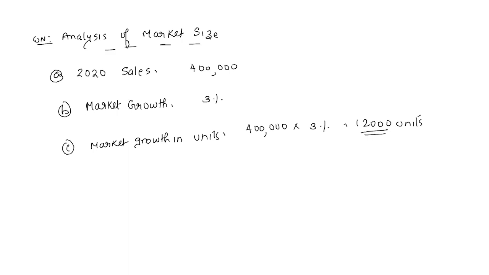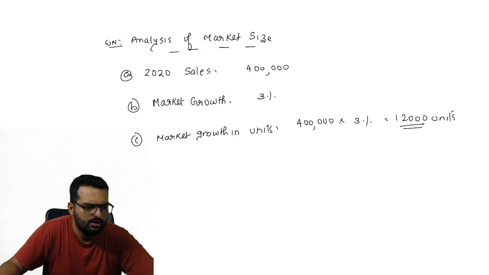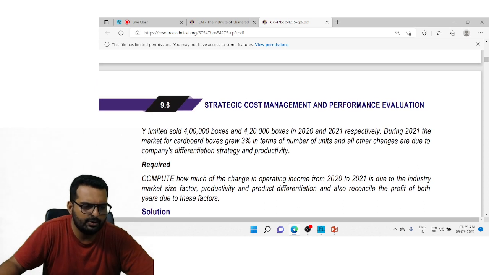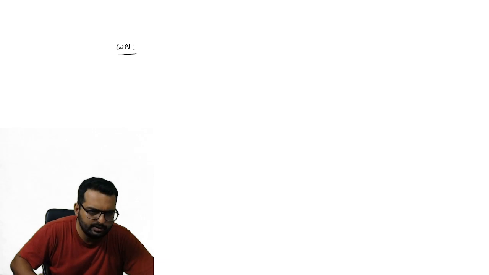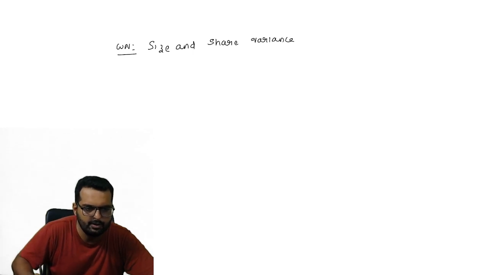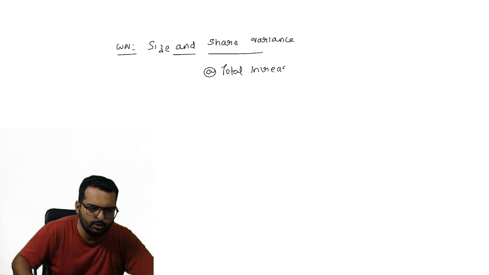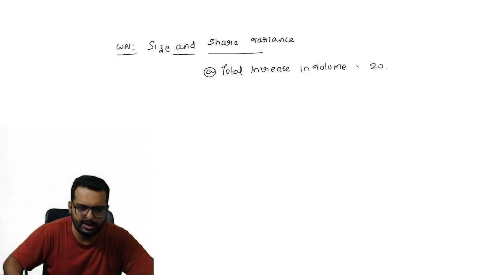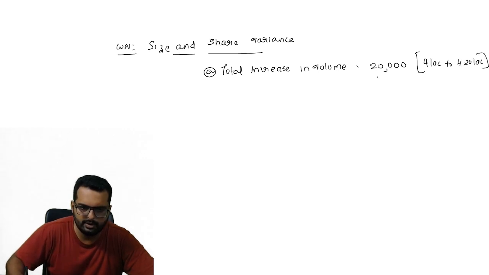Friends, are you all done writing this? Can I go to the next part? All right. So now, from 4 lakh, it has gone up to 4,20,000. Correct? I'll write down the next one as size and share variance. So now I'll write down the total increase in the volume. From 4 lakh, it goes up to 4,20,000.